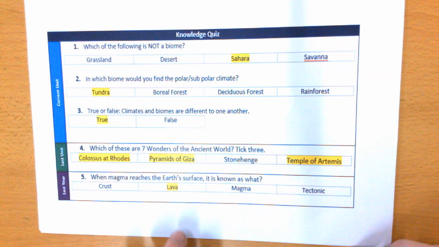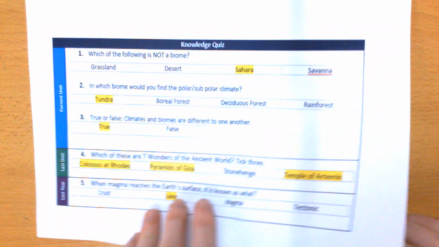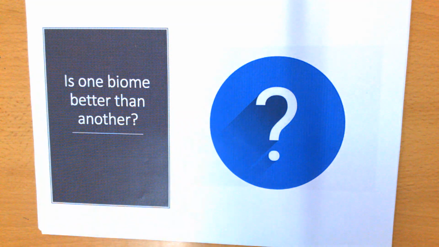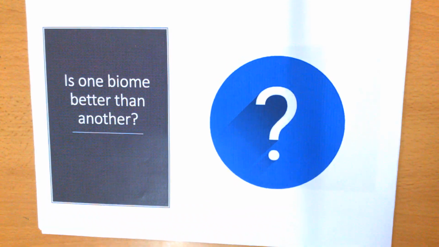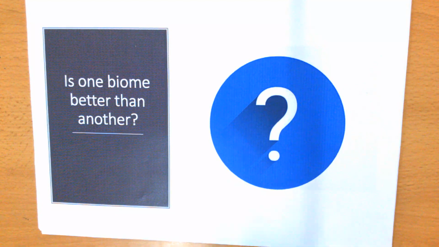Okay, let's get going with today's lesson. So we're looking at the challenges of biomes, and essentially we're looking at, is one biome better than another? And then we'll be discussing that as we go throughout the lesson. There's quite a bit to do in this lesson. We have 3 independent tasks. None of them take too long. They're all quite quick little short bursts to practise the knowledge that you have acquired. So let's get going.